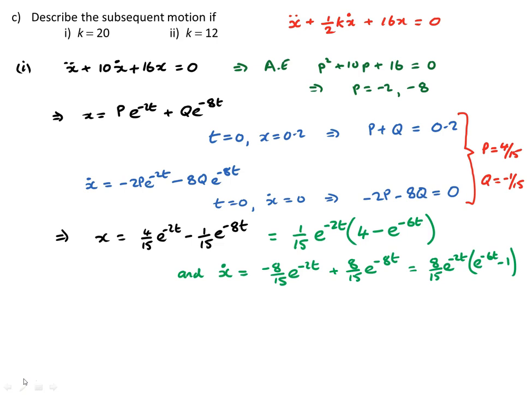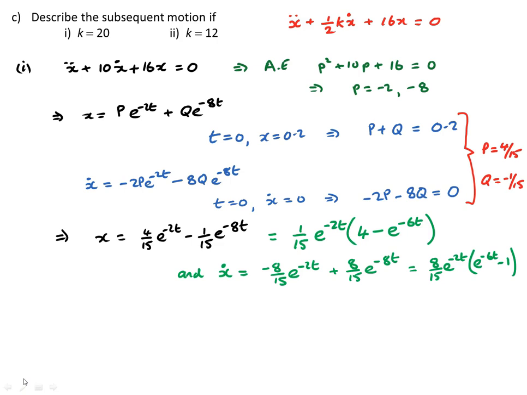We've also got dx by dt is minus 8/15 e to the minus 2t plus 8/15 e to the minus 8t. And there's a common factor there of 8/15 e to the minus 2t times by e to the minus 6t, take away 1. Now looking at the expression for x, if t is bigger than 0, then e to the minus 2t is definitely bigger than 0, and 4 minus e to the minus 6t is definitely bigger than 0. So we certainly know that x is always positive.